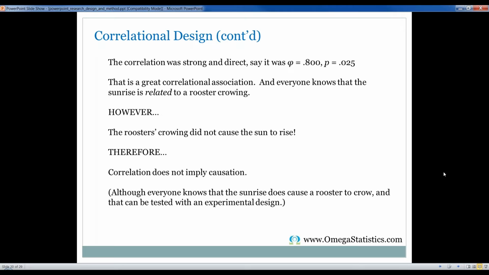Everyone knows the sunrise is related to rooster crowing. Everybody knows that. However, the rooster's crowing did not cause the sun to rise. Okay, therefore, you can't say that they did that. However, everyone knows the sunrise doesn't cause a rooster to crow, but it does, right? It does cause a rooster to crow. And that can be tested with an experimental design, which I'll show you next.